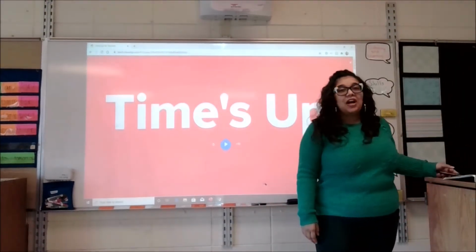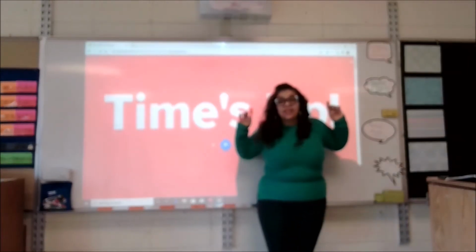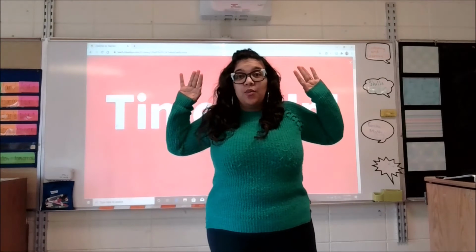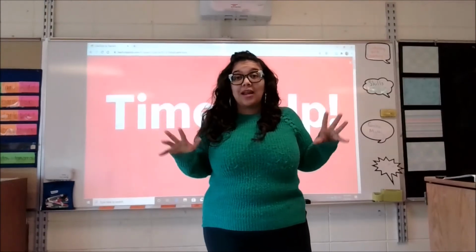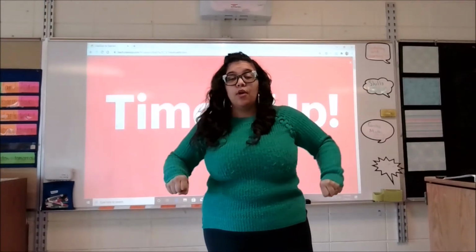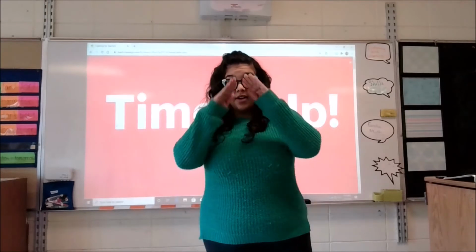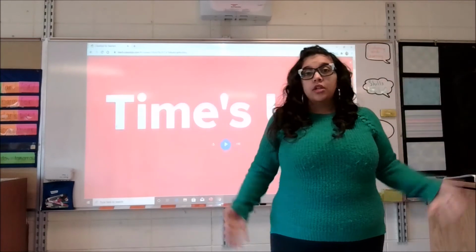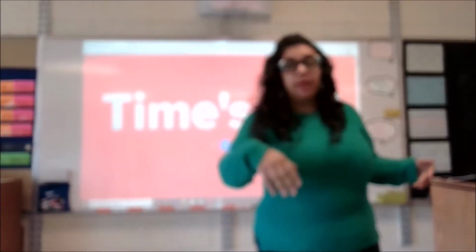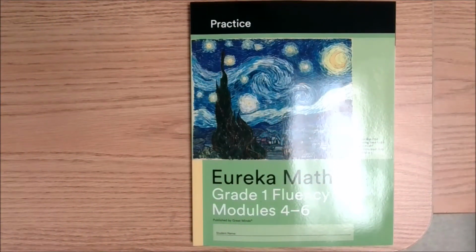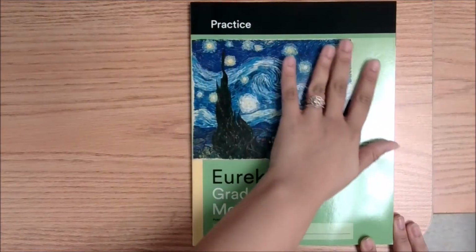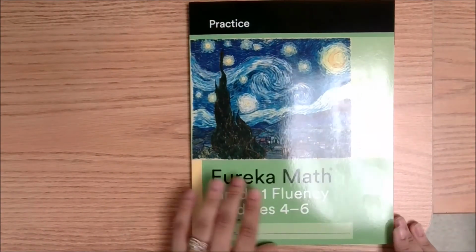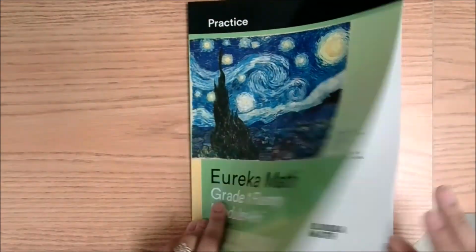The bell did not chime, but we do see it says time's up, which means stop. Stop what you're doing. All right, we are going to go ahead and check our work and see how we did breaking apart numbers into the different number bonds that exist within each different whole. So let's check our work. All right, yes, our brand new shiny practice fluency book from modules 4 through 6. Let's go ahead and check the work we just did.